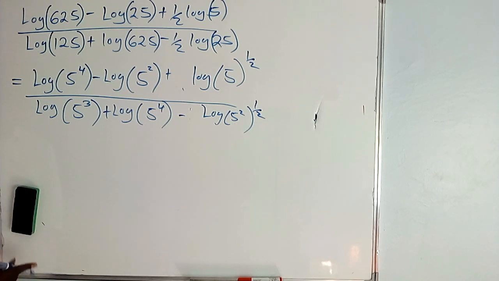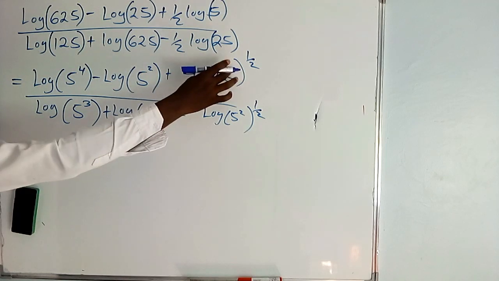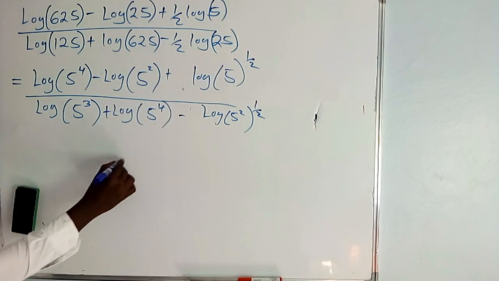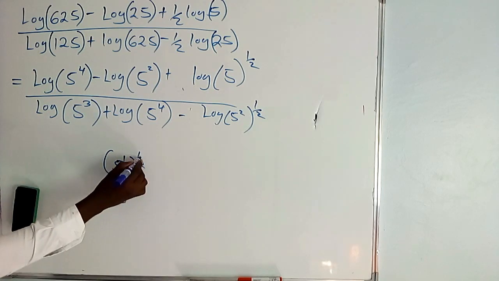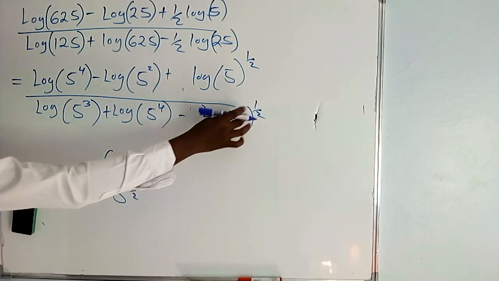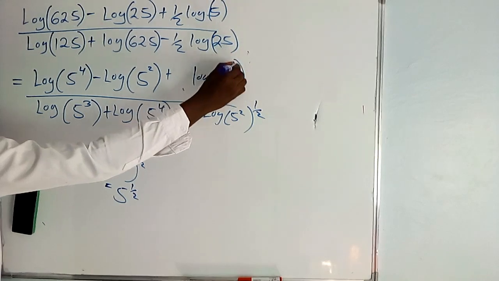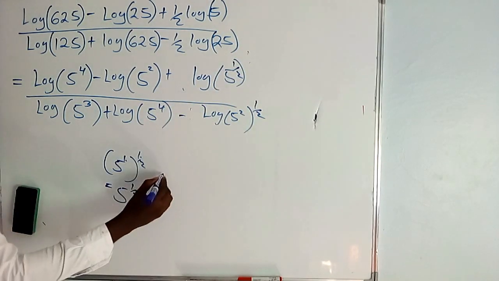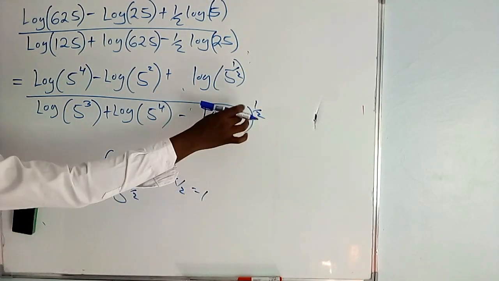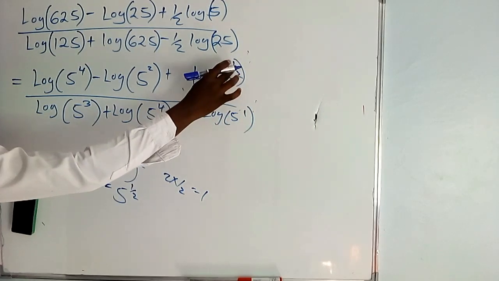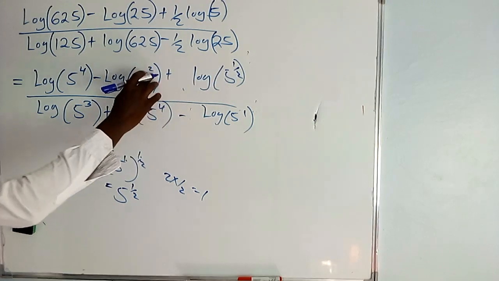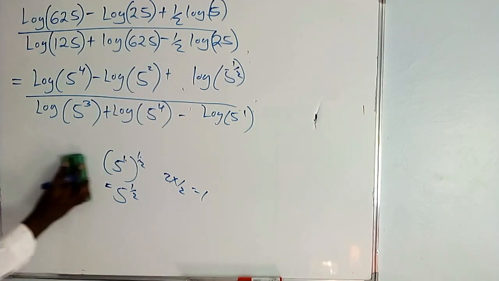So if you want to simplify in the numerator, the last term, you can see there we have 5 raised to power 1 inside. 5 is just 5 raised to power 1, isn't it? Then here we have 5 raised to power 2, then a half outside. So you use the laws of indices. The power outside multiplies with the power inside. So it means in the next line we have in the numerator log 5 raised to power 4 minus log 5 raised to power 2 plus log 5 raised to power half.